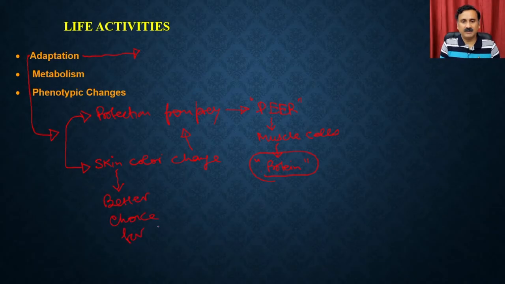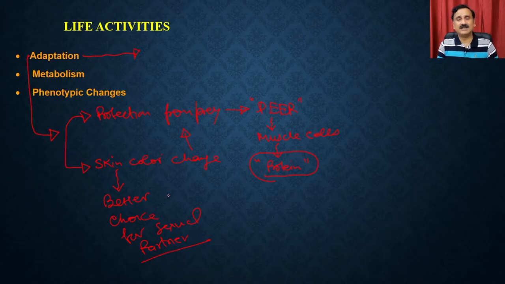So that is also very important, right? Because when you have better coloring patterns, and when you have a better way of attracting your sexual partner, you can have higher chances of going for sexual activities, and that's how you can have higher chances of producing a greater number of offspring.